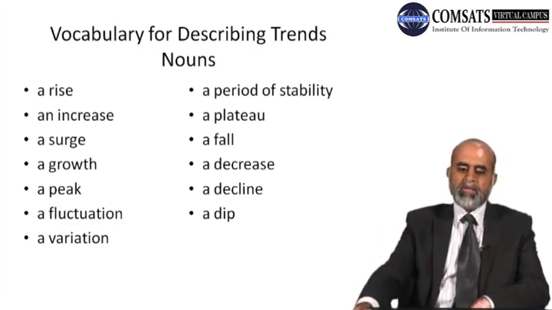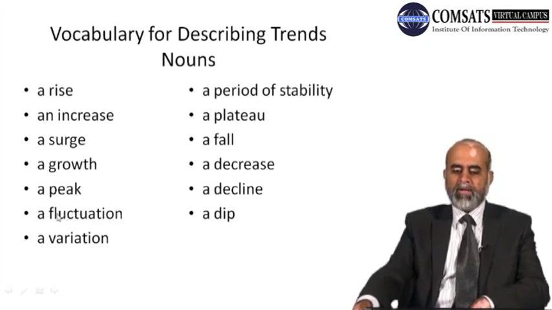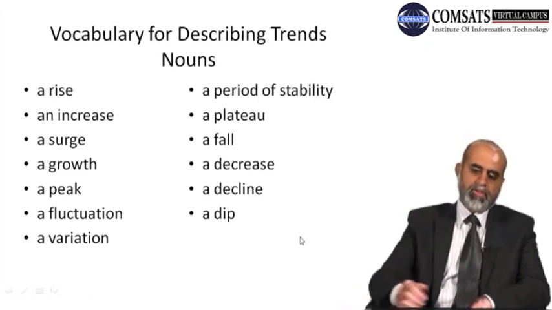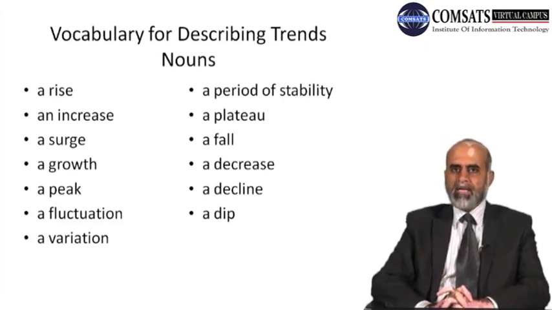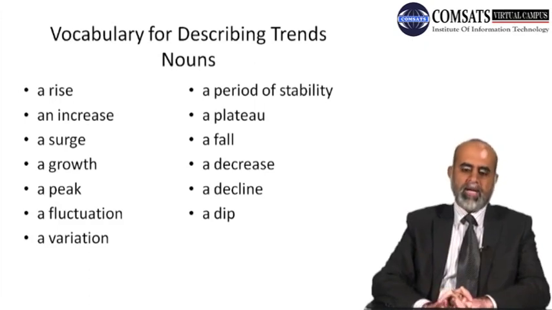So basically for rise we can use these 4: rise, increase, surge, and growth. For the highest point we can use peak. For variety we use fluctuation and variation. For stability we use stability and plateau, and the last 4 are used for showing a drop in the trend. I have provided this vocabulary list as a handout, so you can download it from the handout section.